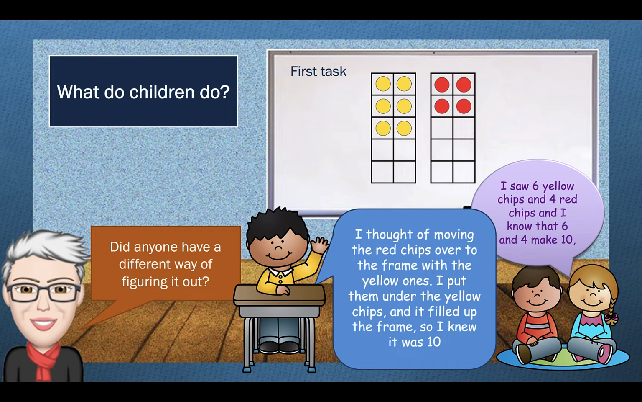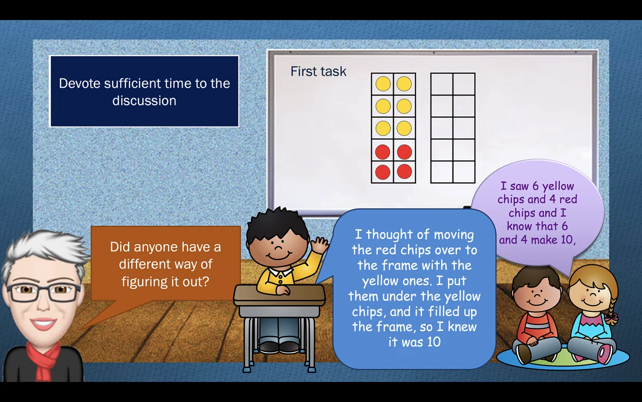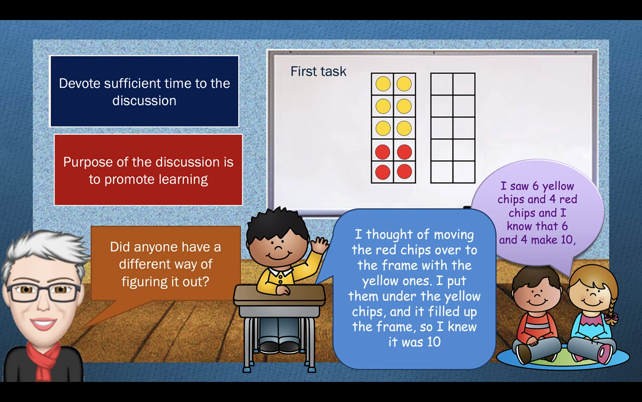For this reason, the class will benefit if the teacher calls attention to Troy's solution to ensure that everyone understood his reasoning. She can even move the red chips to the first frame to show how it is filled up by the 4. It is important to devote sufficient time to the discussion so that children understand how others thought about the task, because it is through listening to and trying to make sense of what others say that children advance in their own reasoning. The purpose of the discussion is not to see if the children get the correct answer. It is to promote learning.